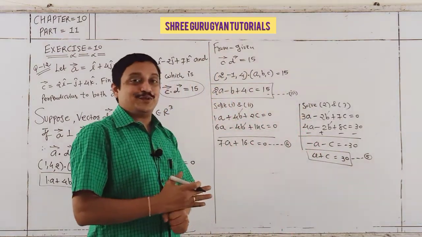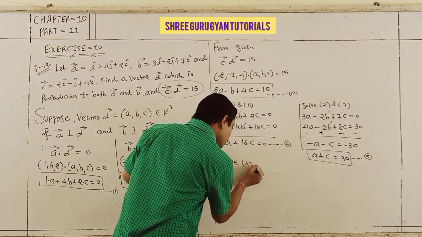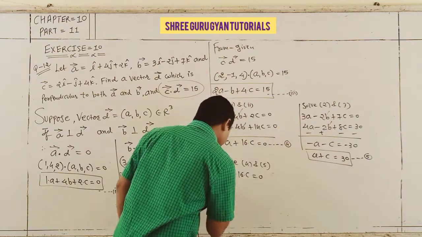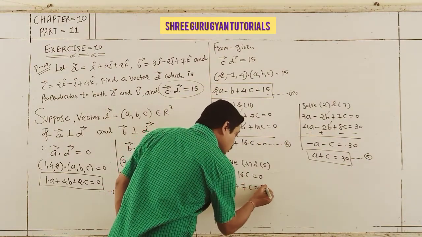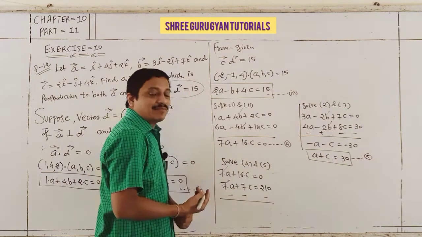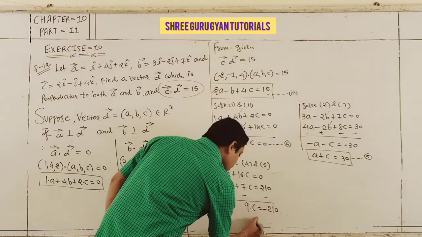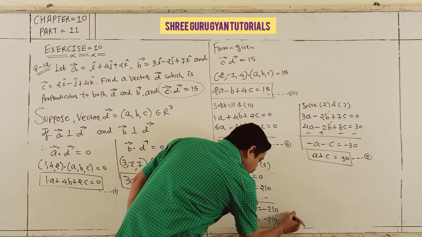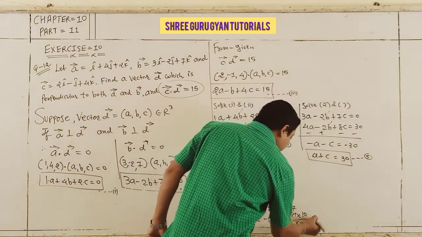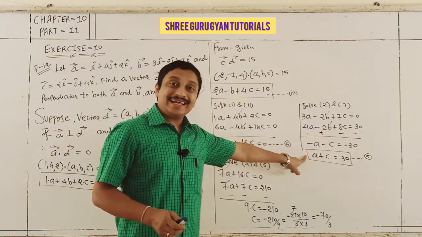Now 4 and 5 again you calculate by the method of elimination. Here multiply by 7. So solve 4 and 5: 7a plus 16c, and here multiply by 7: 7a plus 7c, 7 times 30 is 210. So the answer you get is 16 minus 7, that is 9c, equals minus 210. So c is minus 210 by 9. 21 tens are 3 3s are, so 3 7s are, minus 70 by 3. That's your value of c.